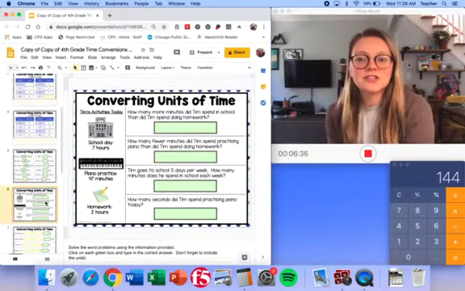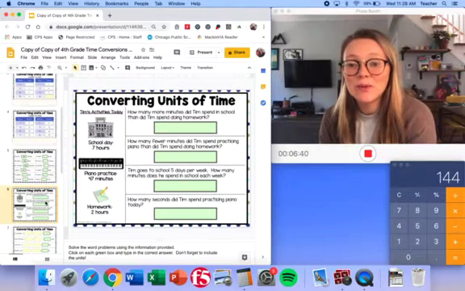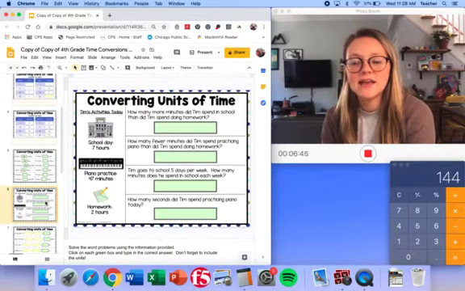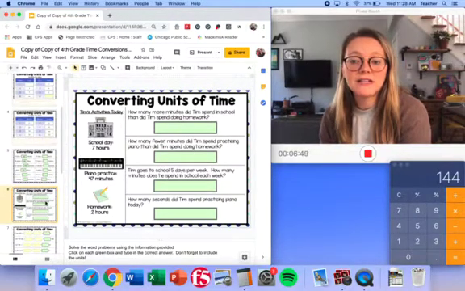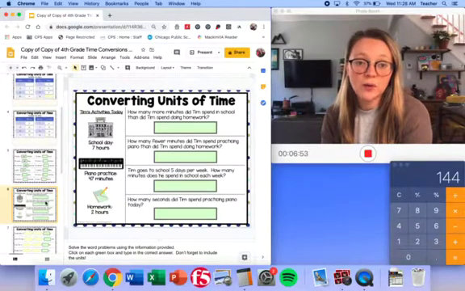Last slide that we're going to do, converting units of time using this story problem. So we have Tim's activities today. He's at school for 7 hours. He's at piano practice for 47 minutes. And he does homework for 2 hours.